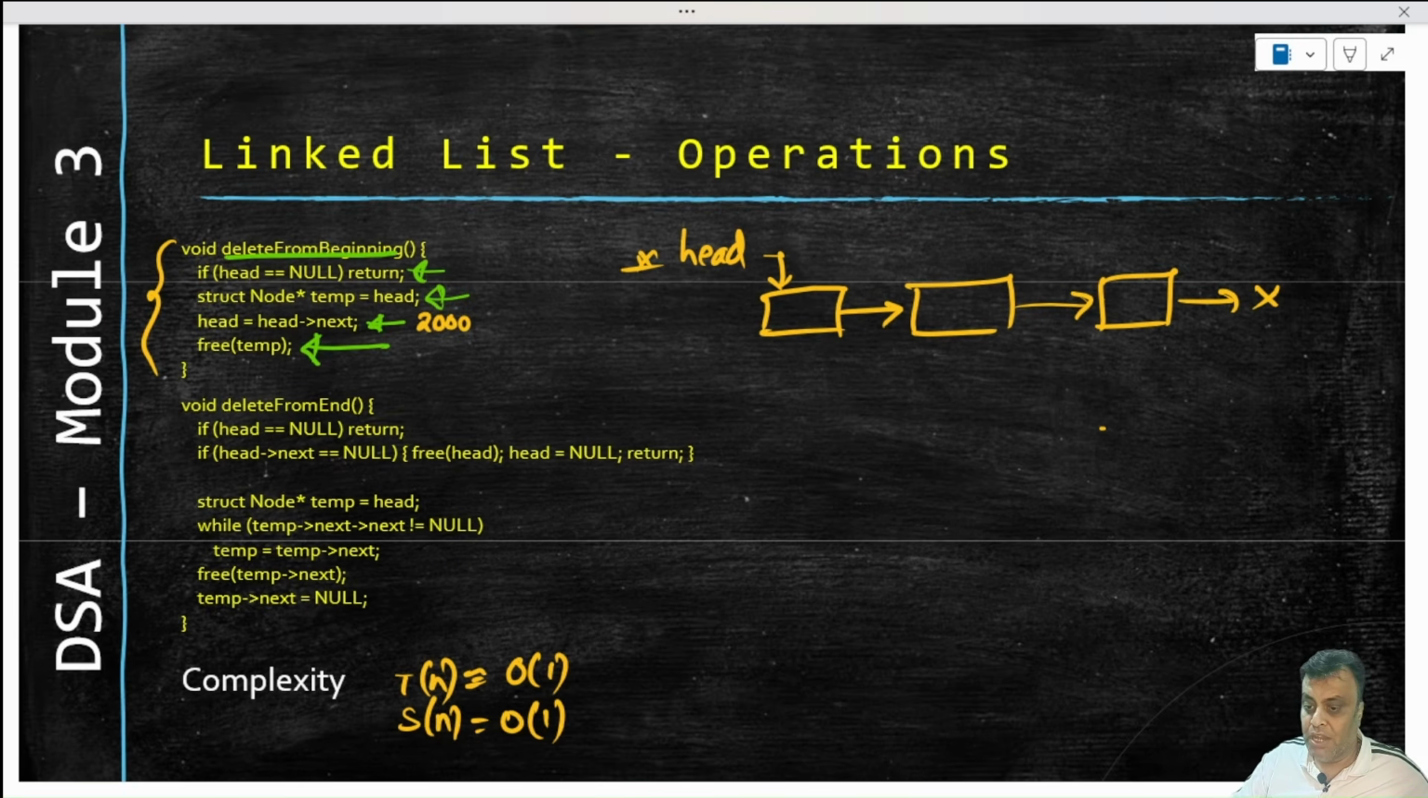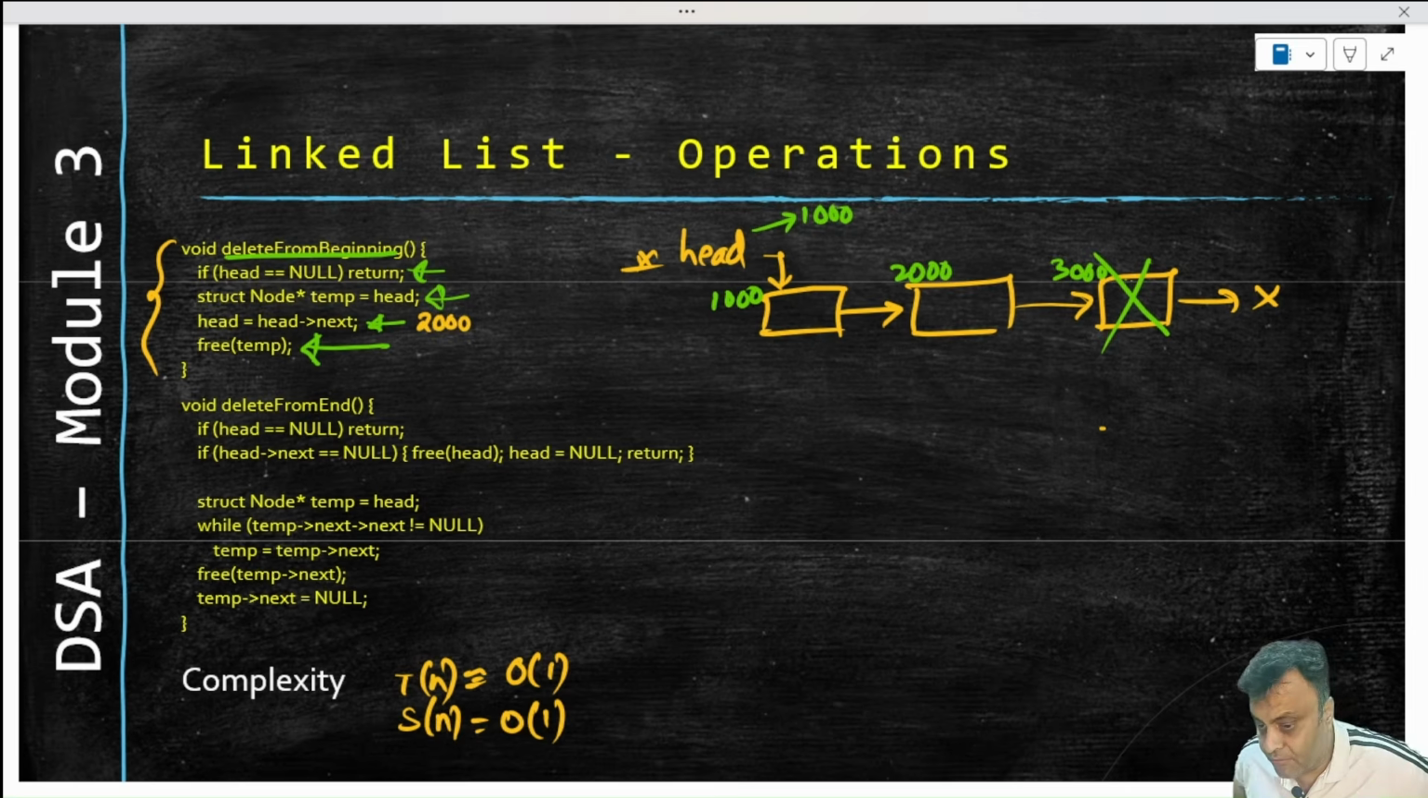Now delete from the end means I have to delete this, right? So what does that mean? Do I know, for example, head is at 1000, which means this is at 1000, this is at 2000, let's say, and this is at 3000, let's say. So do I know that my end is at 3000? I don't know. How will I delete? I have to free this. The pointer has to be made null here. So this line will have to go away and I have to free this. That's all I have to do.